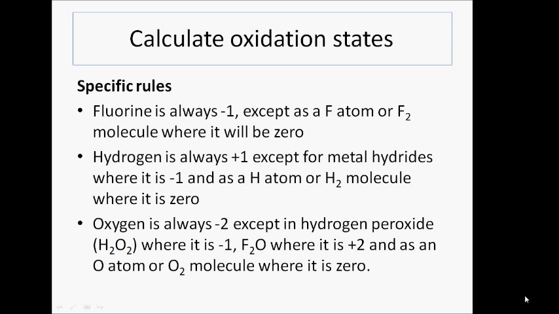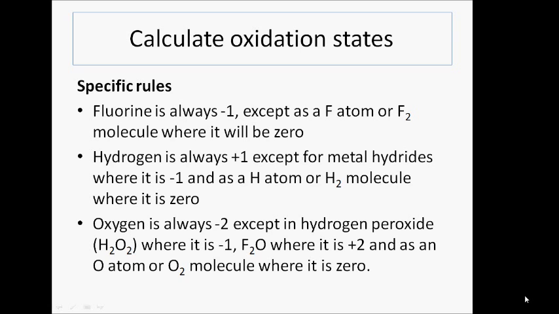Our third example of a specific rule is oxygen. Oxygen is always -2, and the exceptions for oxygen are hydrogen peroxide, which is H2O2 if you've not come across that before, where the oxygen is unusual in that it has an oxidation state of -1. In F2O, oxygen has a +2 because fluorine is always -1. You've got 2 fluorines, so that becomes -2. Because it's a molecule, it's got to be neutral, so the oxygen has got to be +2. And then there's the usual exclusion as well, where oxygen is an oxygen atom or an oxygen molecule, it's going to be 0.